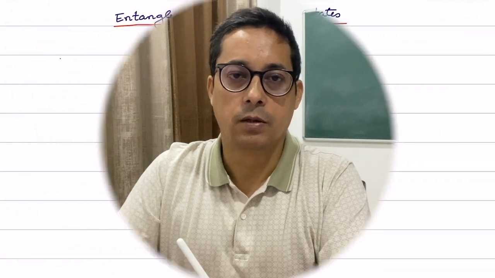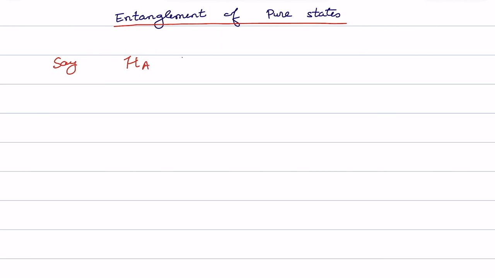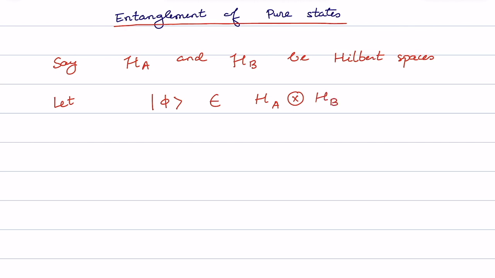The example I just considered is an example of quantum entanglement in pure states. Later on, I am going to talk about entanglement of mixed states as well. But for now, let us discuss quantum entanglement of pure states a little bit more technically. Say, H_A and H_B are Hilbert spaces. And let us say there is a state phi which belongs to the direct product of these two Hilbert spaces of systems A and B, and it is a pure state. Let phi be a pure state.